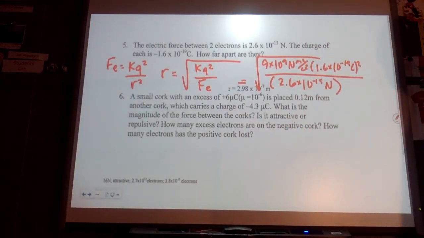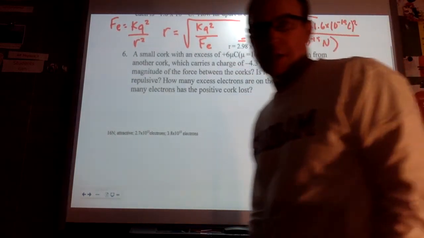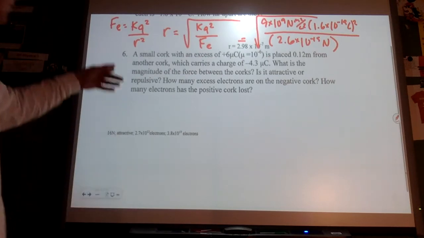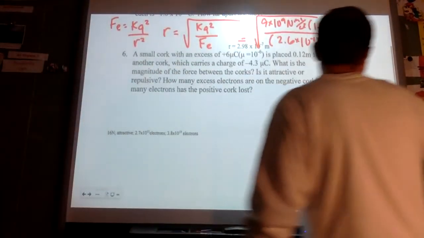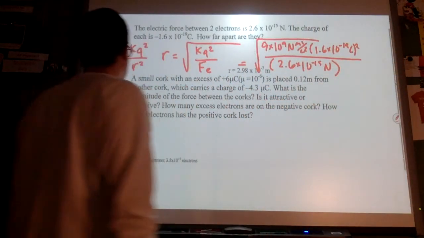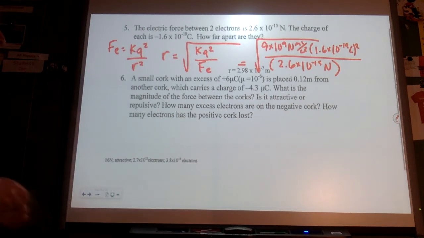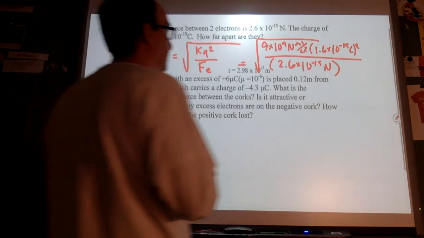And then the last one, a small quark with an excess of +6 microcoulombs, and I was even nice enough to put in what micro was, is placed 0.12 meters from another quark, which carries a charge of -4.3 microcoulombs. What's the magnitude of the force between the quarks? Is it attractive or repulsive? How many excess electrons are on the negative quark? How many electrons has the positive quark lost?